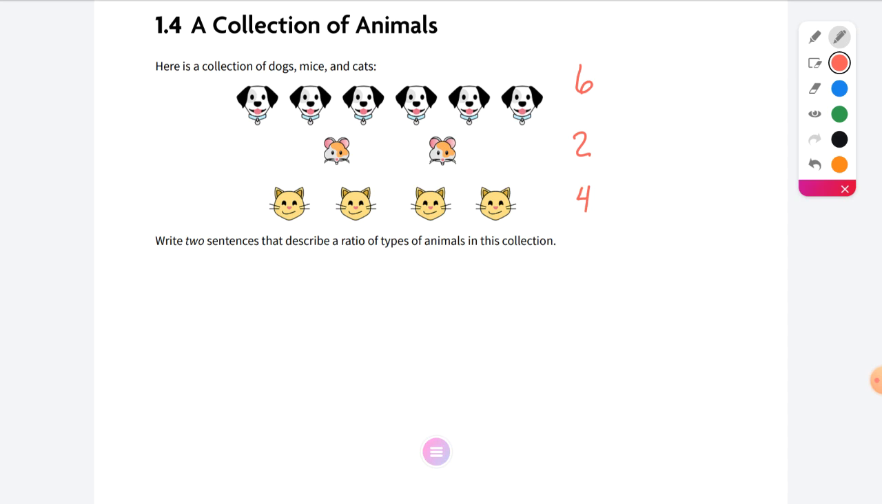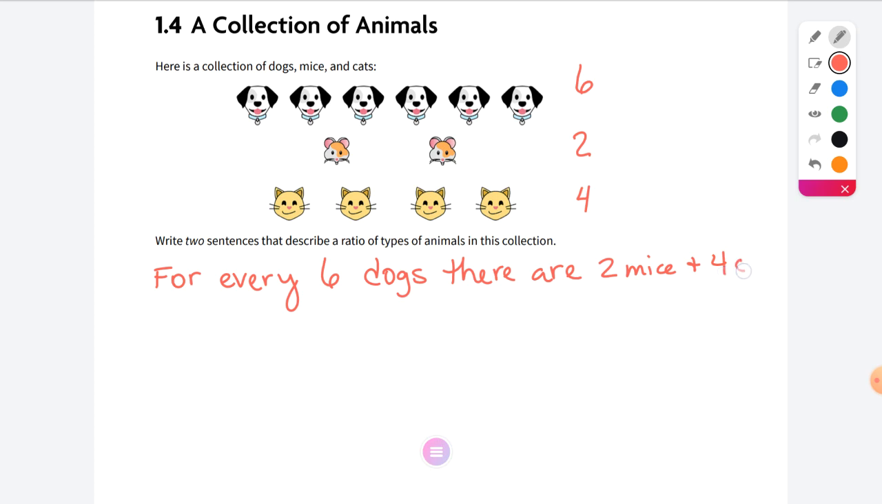Okay, Brady, give me one sentence you came up with. For every 6 dogs, there are 2 mice and 3 cats. Okay, so for every 6 dogs, there are 2 mice and 4 cats. Does that work? Yes. Who can give that same sentence better?